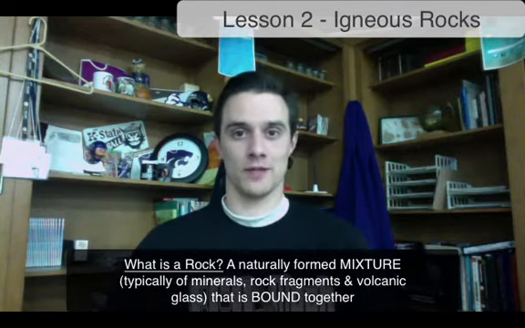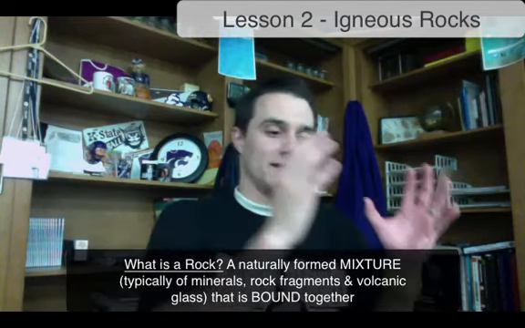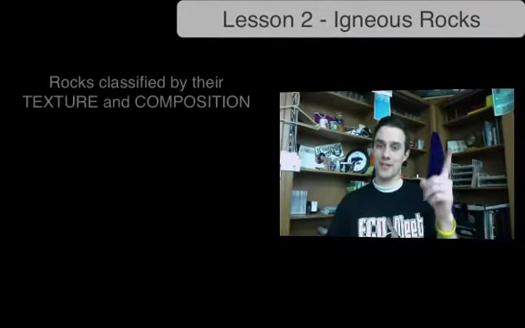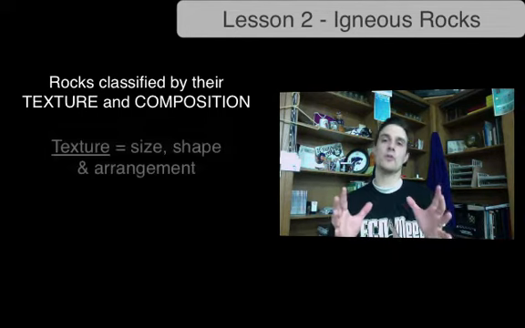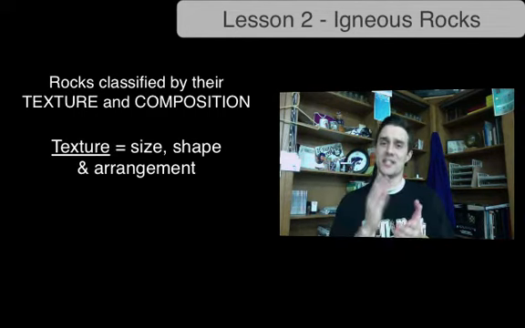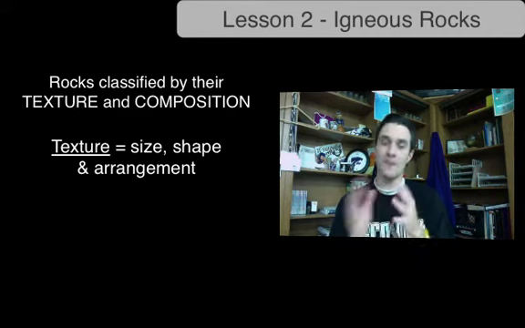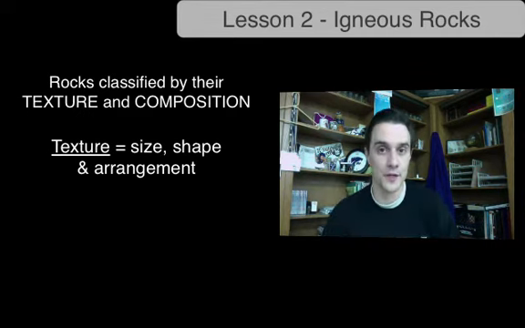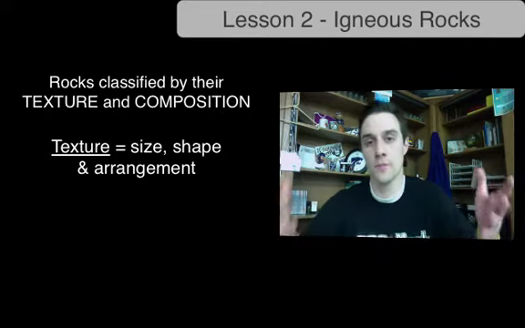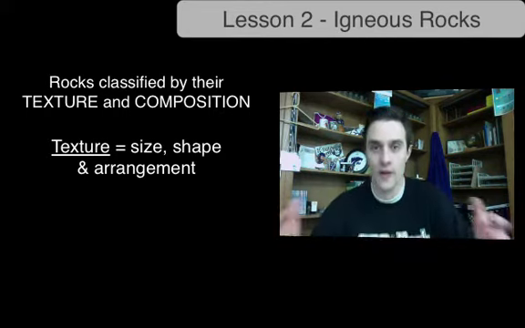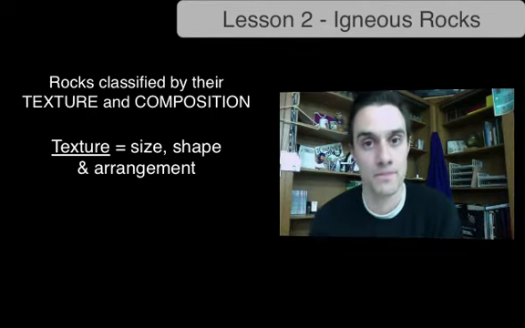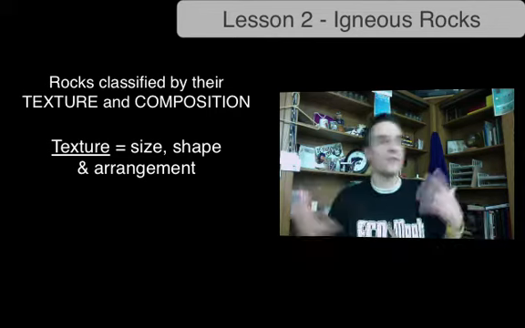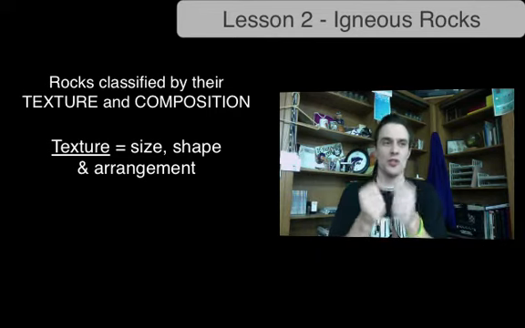There you go. Now, when we want to identify one rock from the next, we want to look at two things: texture, and composition. For texture, we look at the size, shape, and arrangement of the items present in that mixture. So what's the size, shape, and arrangement of the minerals, the rock fragments, the volcanic glass? That's texture. We may also refer to texture from time to time as how it feels, or what you feel when you touch it.